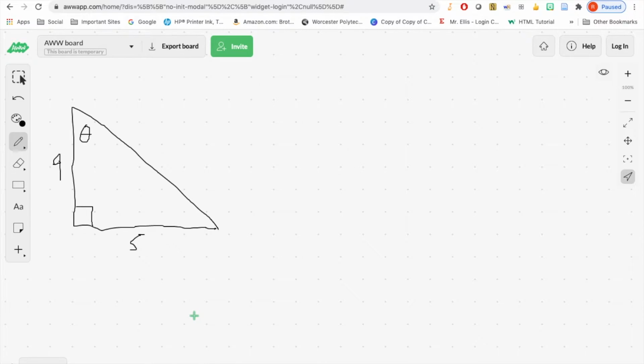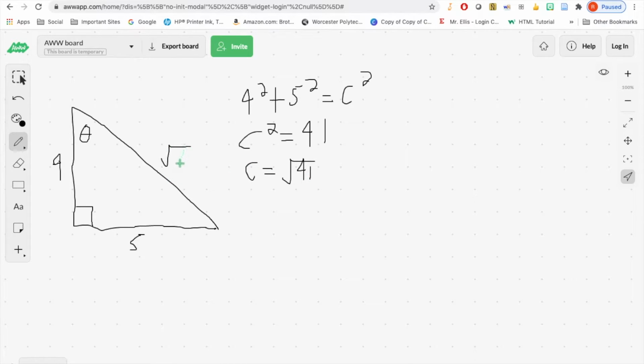So we can find this hypotenuse by using the Pythagorean Theorem, knowing that 4 squared plus 5 squared equals, and I'm going to call our hypotenuse C. 4 squared is 16, 5 squared is 25, and so with that we get that C squared is 41. I apologize for my handwriting. And that gives us C, and this is a side length, so obviously it's only the positive root, is going to equal the square root of 41. Once again, I apologize for my handwriting.